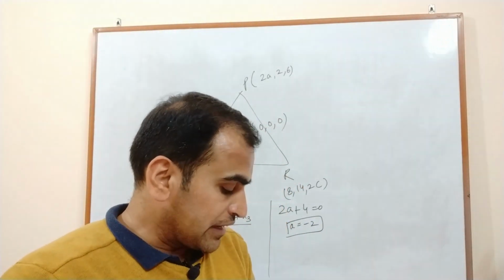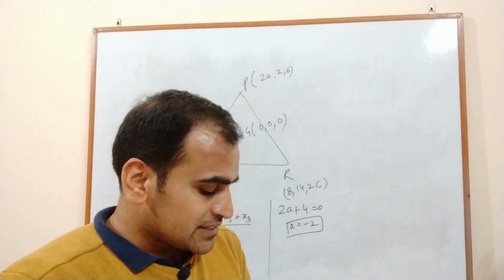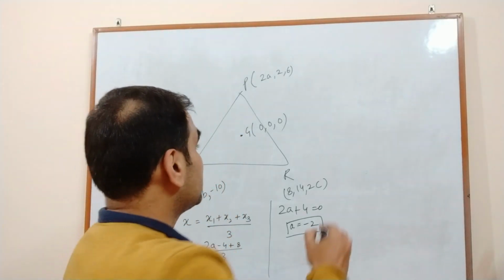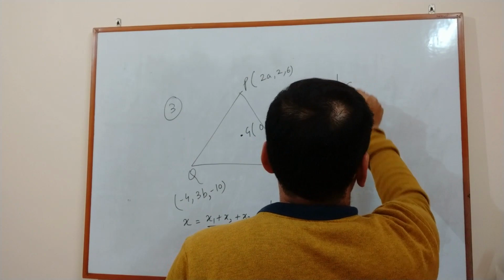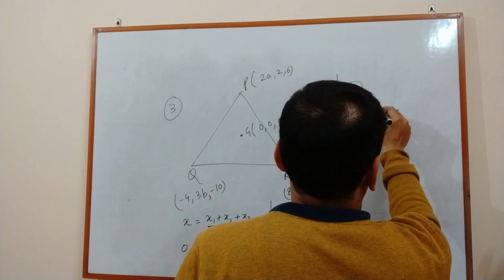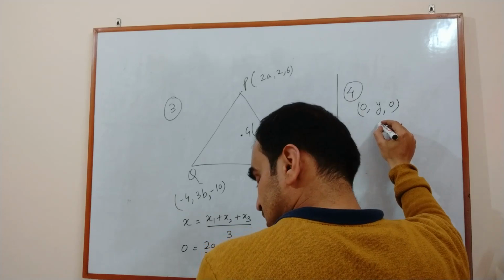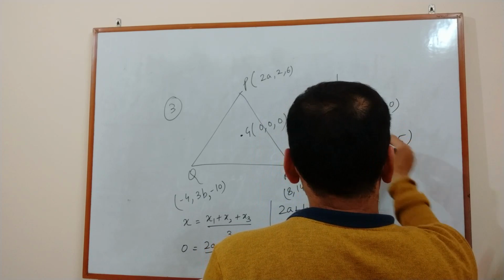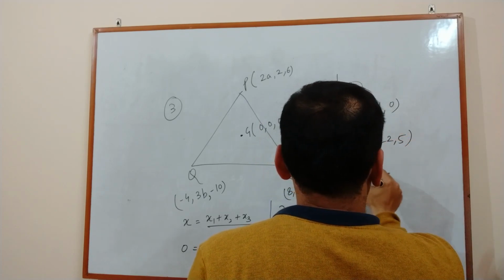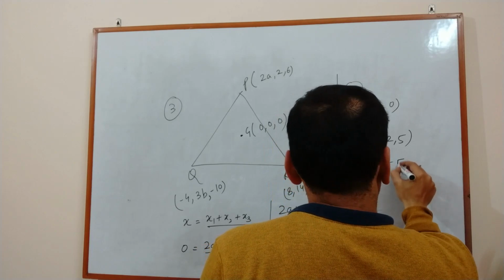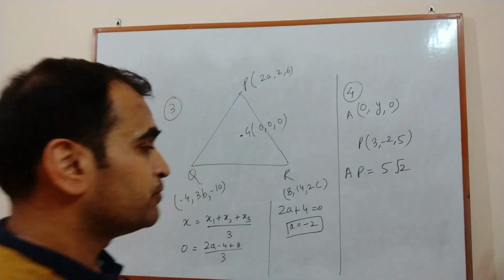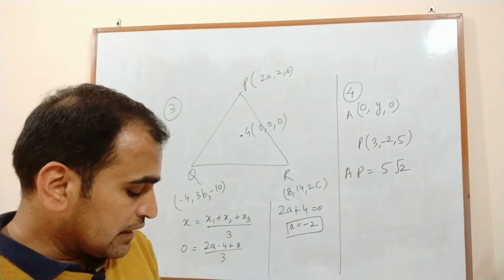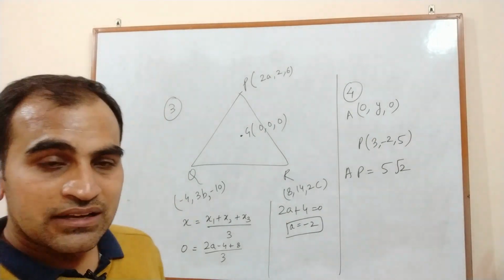Question number 4. Find the coordinates on the y-axis which are at a distance of 5/√2 from the point. So simply, on the y-axis you will assume a point. On the y-axis the point will be of the form (0, y, 0), and the distance of this point from a point P, that is (3, -2, 5), is given. Let this be A and this is P. So it is given that AP is equal to 5/√2. Just simply use the distance formula, put the values, square both sides, and solve, and you will get the equation. Simplifying, you will get the value of y and you will get the coordinates.